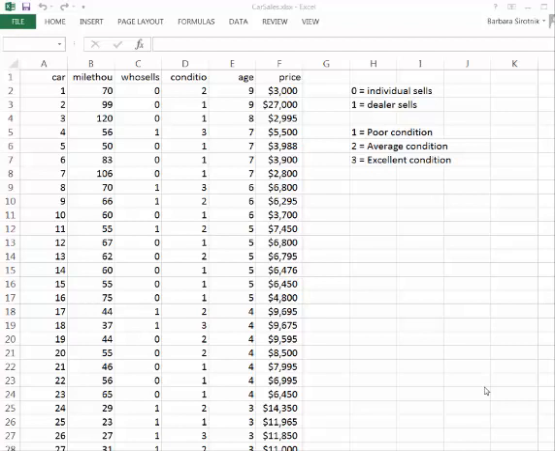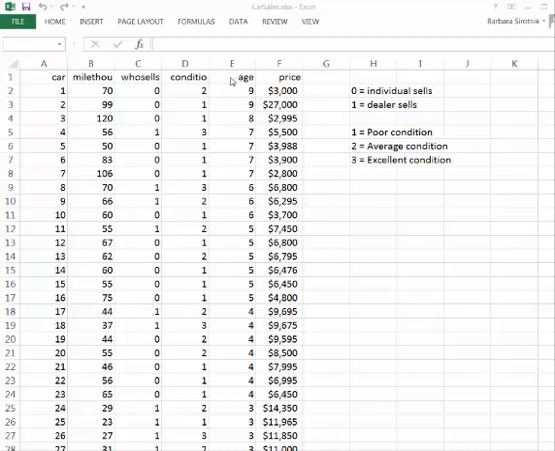Well, now let's try another example, and this example is going to have some interesting little tidbits to it. So this is an example about trying to sell a used car. We want to predict what the price of that used car should be, and it's going to be based on mileage in thousands and who sells the car, whether it's an individual or a dealer. And as you'll see up here, individual is coded as a 0, dealer is coded as a 1. Also, the condition of the car, where 1 means poor condition, 2 means average, and 3 means excellent. And finally, the age in years of the car. So my question is, how can we predict price? And let's start just with one variable as a predictor, age of the car.